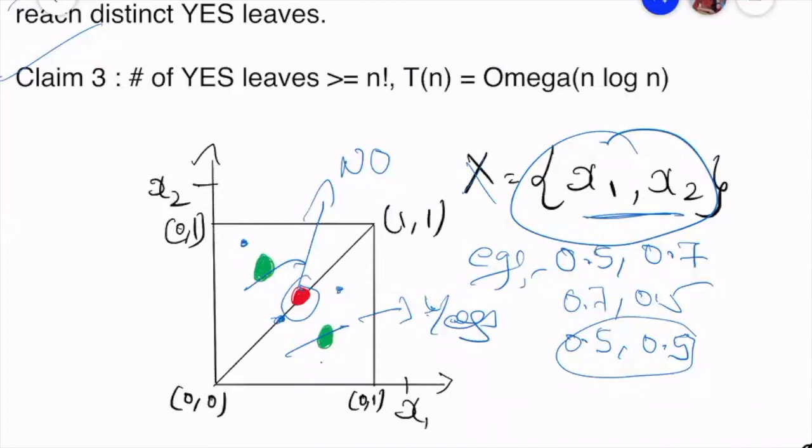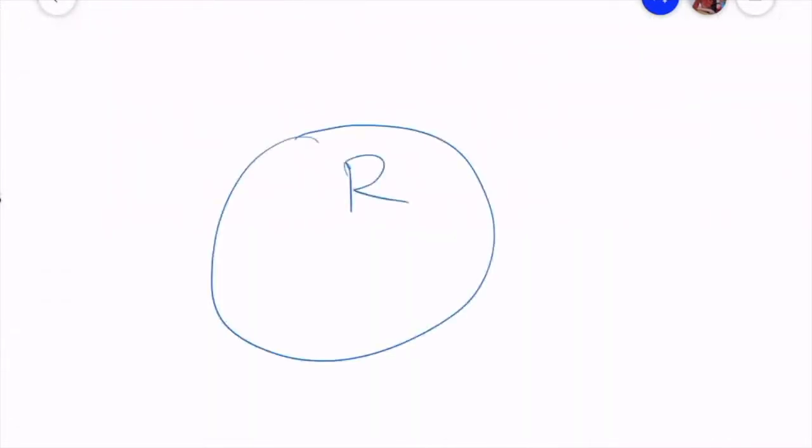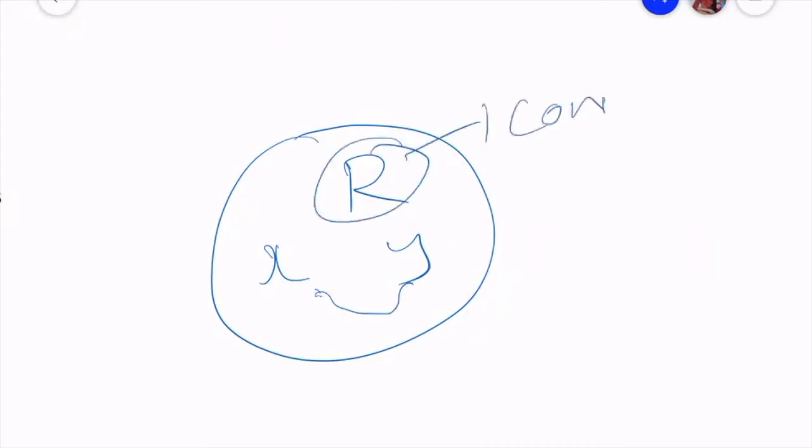Let's start with claim one. Our claim one is to prove that R of L is connected. R of L is considered as the region of leaf nodes, that is, instances which reach the leaf node on an execution. Before proving claim one, first we'll understand what connected means. Let's consider a region R where instances X and Y belong to R. If there is a path between X and Y passing entirely through R, then this region is said to be a connected region.